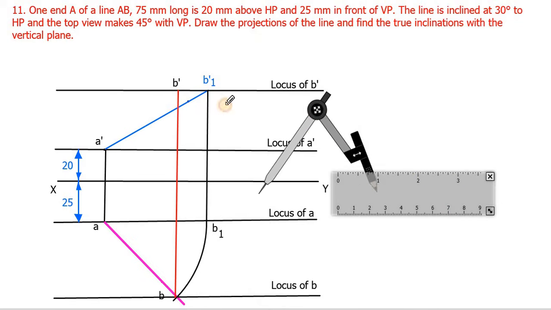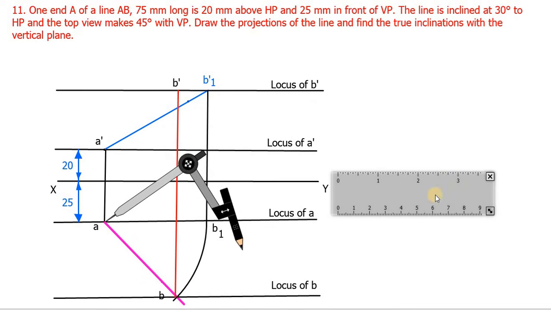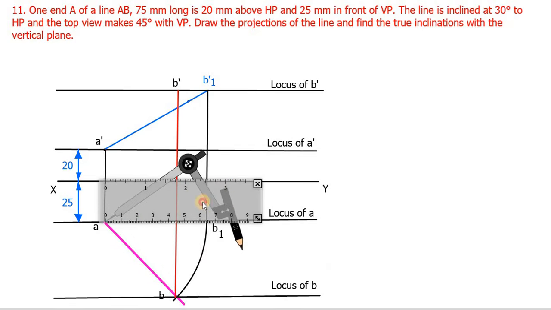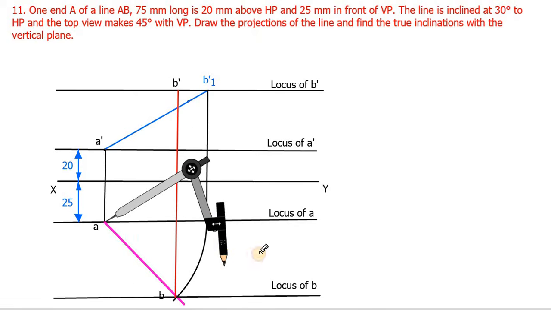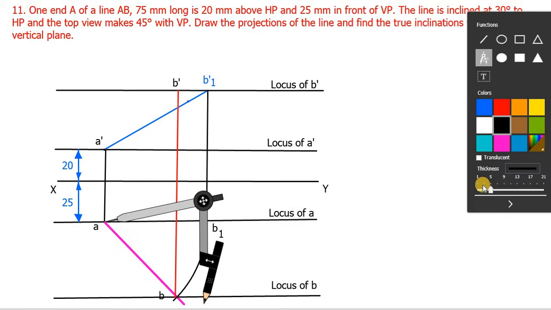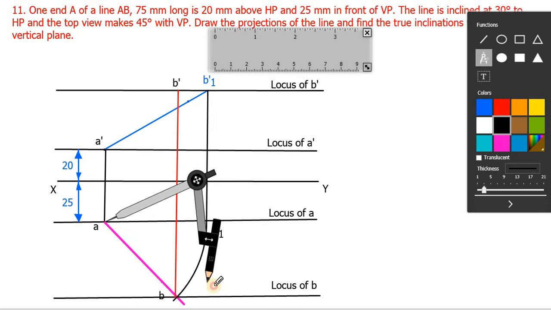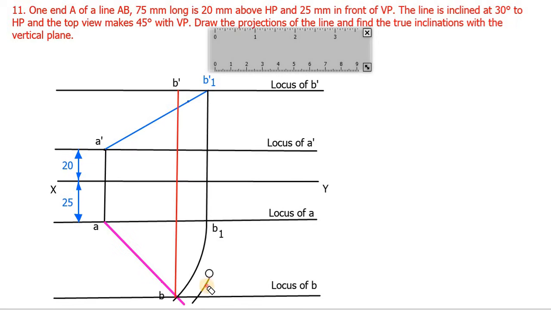Okay. So from A as center, we need to draw an arc for that 75. So this is 75. So draw an arc using 2H pencil. With A as center and of length 75, we can draw the arc to cut locus of B at B2. Clear? So we can erase the extra lines. So this point will be B2.